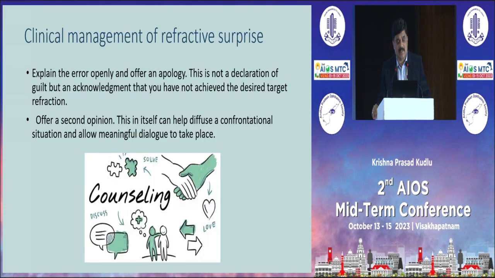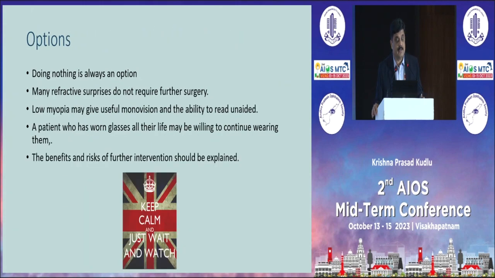So coming to the clinical management of refractive surprise, explain the error openly and offer an apology. But this is not a declaration of guilt, but an acknowledgement that you have not achieved the desired target refraction. What I do in my practice, I take a second opinion, which itself gives a lot of confidence to the patient, and to us also. So what are the options available whenever there is a refractive surprise?